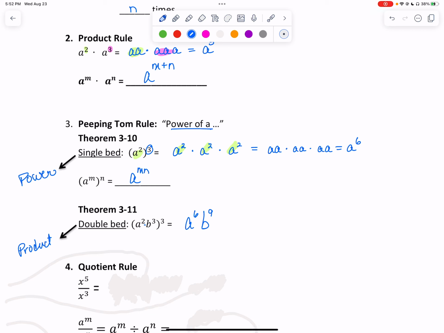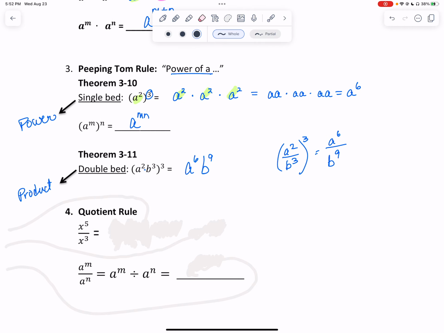There's also the power of a quotient. Our book doesn't talk about it, but you can probably figure it out. It's when it looks like this. You won't have any of these. But it's the same rule, right? It's the same exact rule. So you can have single beds, you can have double beds, you can have king size beds, you can have tons in here. Okay, but it's the same rule. Okay, the peep and Tom rule.